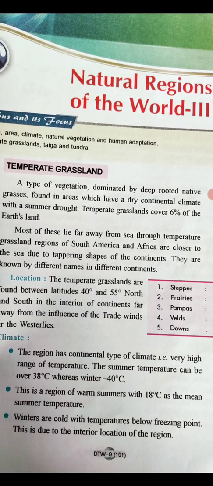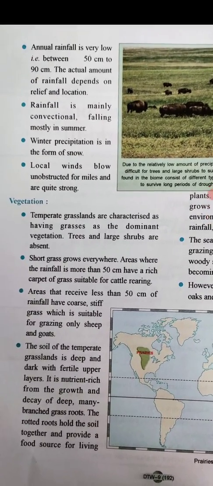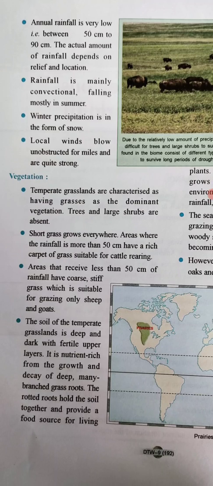It means the mean summer temperature remains around 18 degrees Celsius, and winters are cold with temperatures below freezing point. In the winters there's extreme cold, the temperature never rises above freezing point. This is due to the interior location of the region, which is away from the moderating effect of the sea. Annual rainfall is also very low, between 50 to 90 centimeters, and the actual amount of rainfall depends upon relief and location.